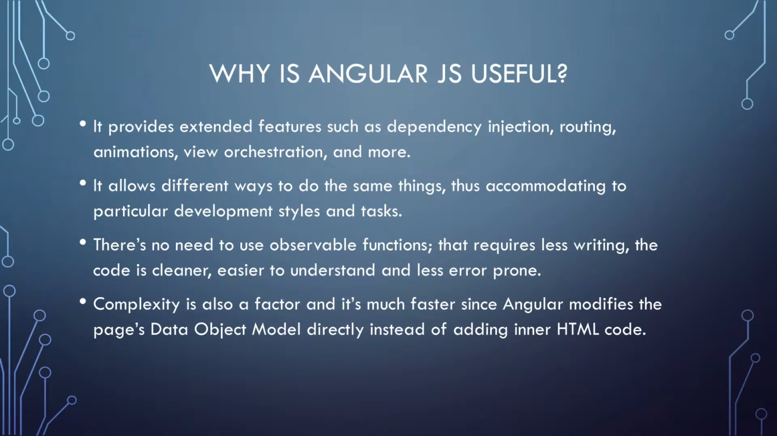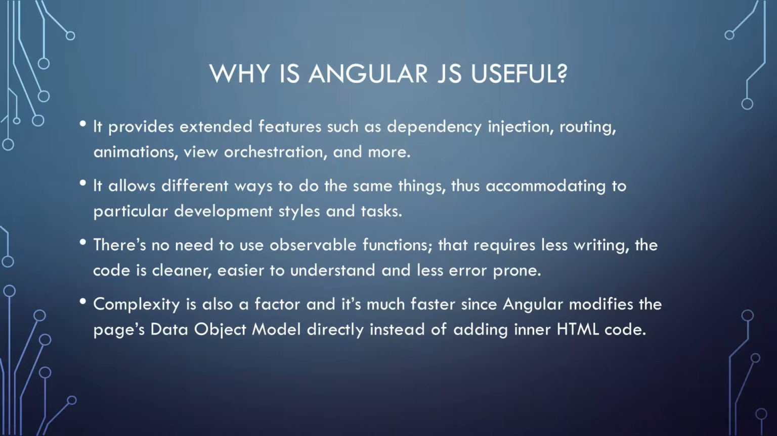Why is AngularJS useful? It provides extended features such as dependency injection, routing, animations, view orchestration, and more. It allows different ways to do the same things, thus accommodating particular development styles and tasks. There's no need to use observable functions, which requires less writing, the code is cleaner, easier to understand, and less error prone. Complexity is also a factor, and it is much faster since Angular modifies the page's document object model directly instead of adding inner HTML code.